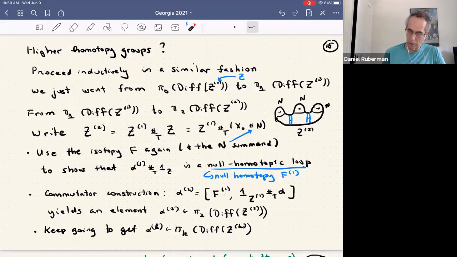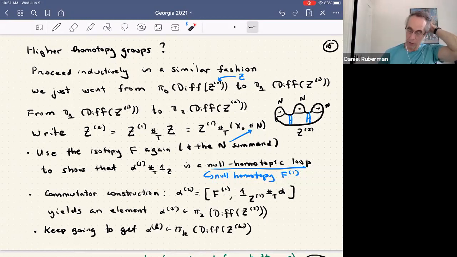That isotopy you're using over here is a diffeomorphism supported here. You use the second one of these ends to create the isotopy F1, and then you do this commutator. By a similar argument, basically you're working on a square and you keep track of what's going on along the boundary. When you do this commutator construction, you get an element now of pi2 of diff C2. And you could just iterate that construction.